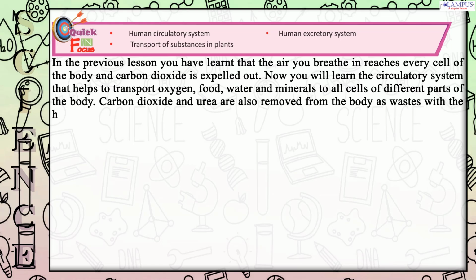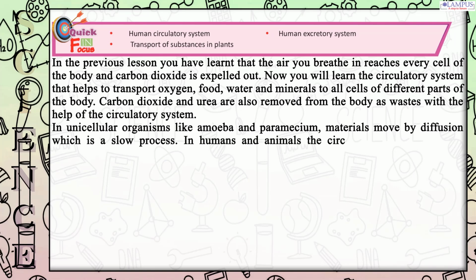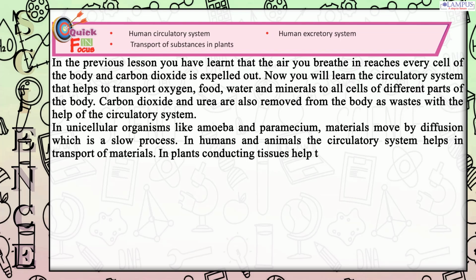In unicellular organisms like amoeba and paramecium, materials move by diffusion, which is a slow process. In humans and animals, the circulatory system helps in transport of materials. In plants, conducting tissues help to transport water, minerals and food to and from all parts of the plants.